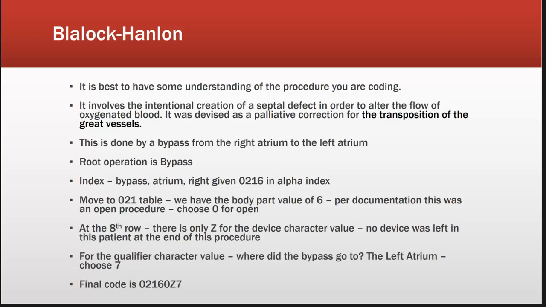Was there a device left in the patient? No. We choose Z for device character. Then our last qualifier value, in this case, since we're coding a bypass, is where did it go to? It went from the right atrium to the left. So we're going to code to the left atrium for the final code. Character value is 7, and our final code is 02160Z7.